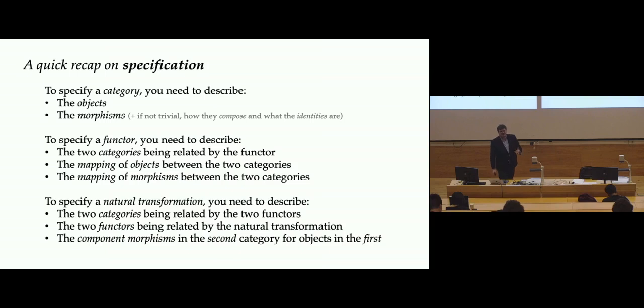If you want to specify a functor, you must describe the 2 categories you're connecting, the mapping of objects from one category to another, and the mapping of morphisms from one category to another. And if you want to specify a natural transformation, you need to specify the 2 categories being related, and the 2 functors that the transformation is relating. Then for every single object in the first category, you need to specify the component morphisms in the second category that connect the 2 functors.